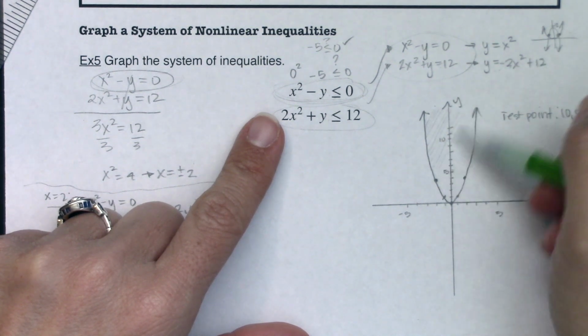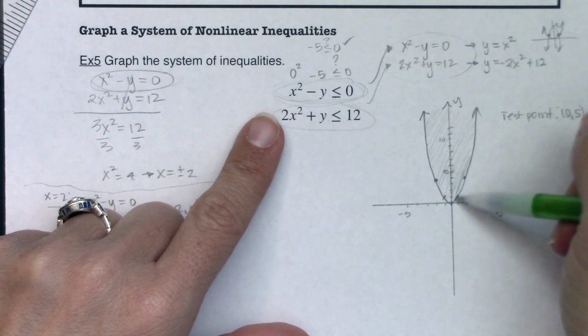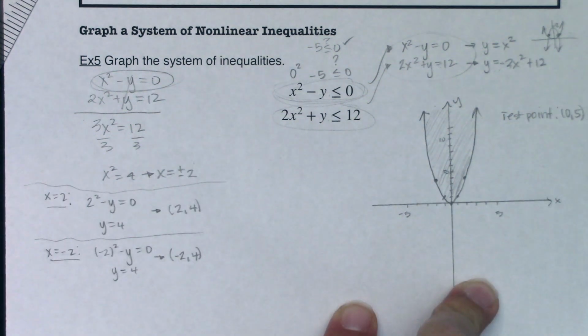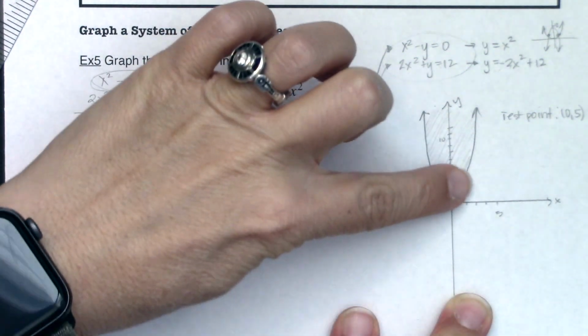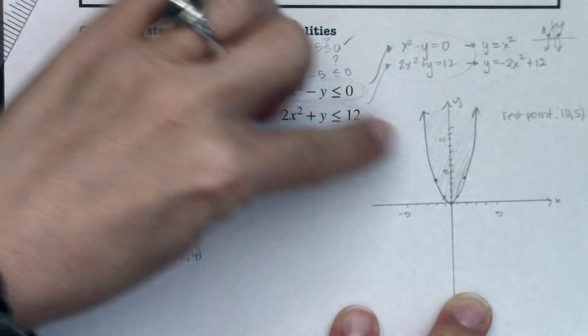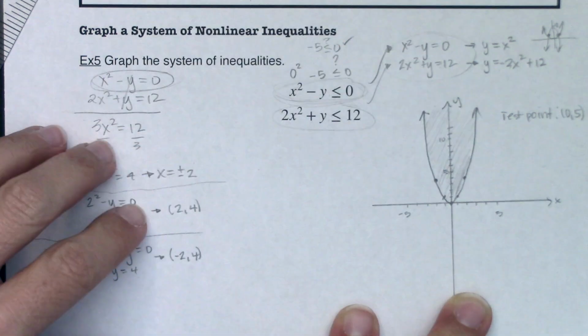I'm going to do it lightly right now, only because in a moment I'm going to have to add a second shading and see where the overlap is. So far, for this first inequality, I want to shade above the parabola.